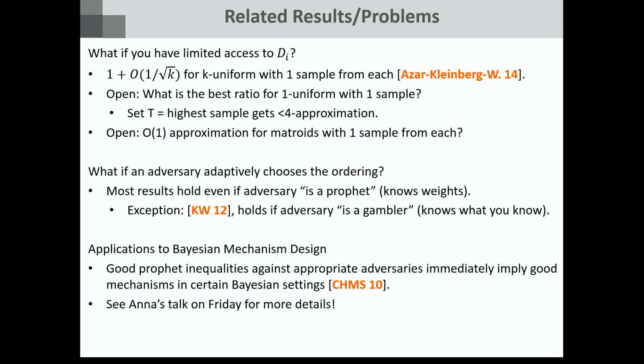And the last comment is that one of the reasons our community has been doing a ton of work on multiple choice profit inequalities in the last few years is because there's a generic reduction from designing good profit inequalities against appropriate adversaries, and these immediately imply good mechanisms in certain Bayesian settings. And I think Anna is going to talk on Friday more about this.